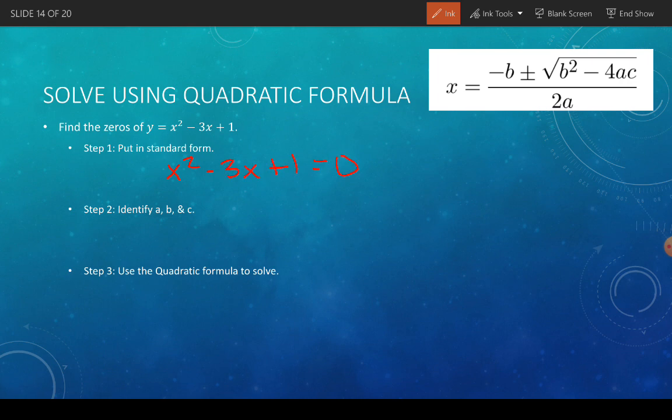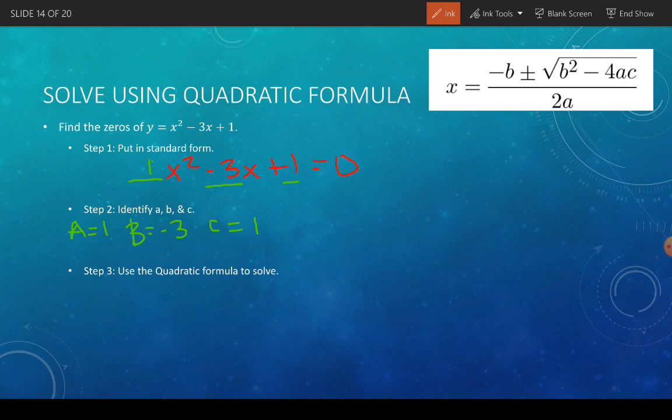A is going to be the value in front of x squared. Well, there's not one there, so we assume that it's 1. So A is 1. B is going to be the value in front of x. So B is -3. And C is that last constant. So C is 1. Okay, so we've done step 1, step 2. Now let's do step 3. Let's use the quadratic formula to solve.